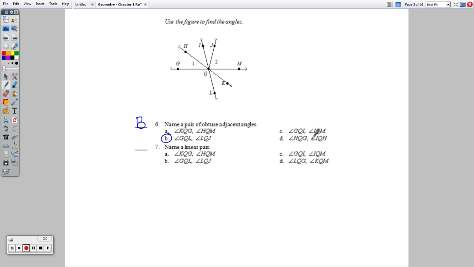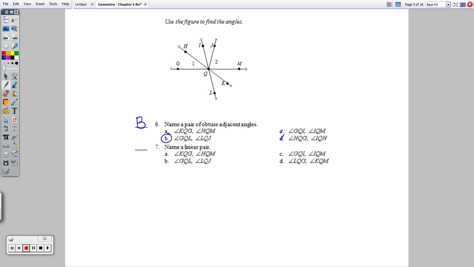GQI, sorry, just to check that GQI. That's not even obtuse, so we don't have to check that. And then choice D, HQG, H to Q to G, also not obtuse there. So those ones definitely wouldn't work. We could eliminate those. Name a linear pair.